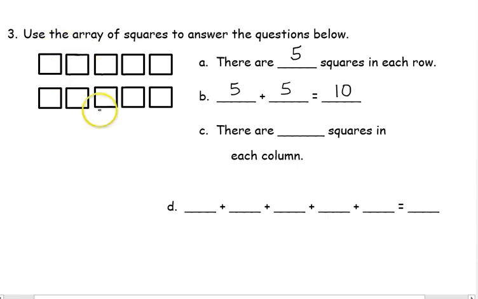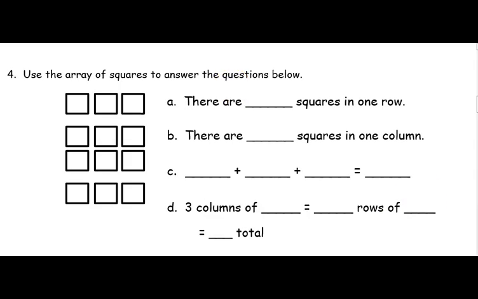So the columns run vertically, and there are 2 squares in each column. That repeated addition problem would be 2 plus 2 plus 2 plus 2 plus 2, showing the 5 groups of 2 in each column, and that is also a total of 10.